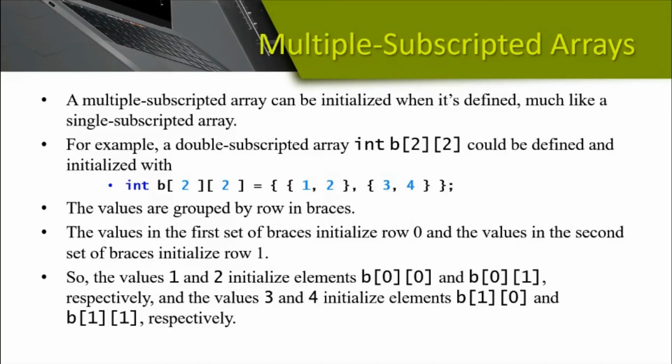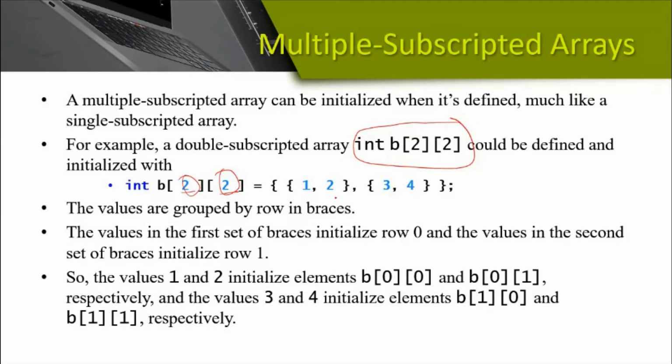Again, a multiple subscripted array can be initialized when it is defined, much like a single subscripted array. For example, a double subscripted array int b[2][2]. Here b is a double subscripted array, and int means it contains only integer values. It could be defined and initialized with int b[2][2]. This is the size of the array in the row direction as well as in the column direction, that is, it will have 2 rows as well as 2 columns. It is something like a square array.